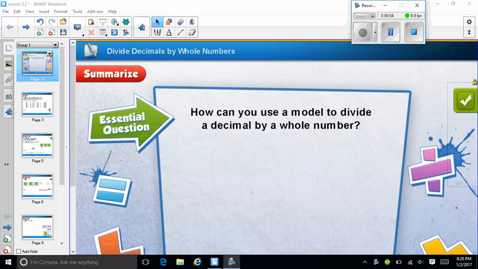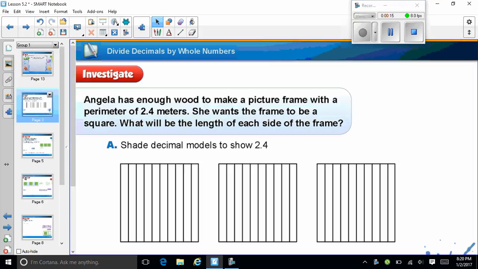Lesson 5.2, Divide Decimals by Whole Numbers. Today's lesson, we're going to focus on how we can use a model to divide a decimal by a whole number. So let's go ahead and get started. In this particular problem, I'm going to be using a model to help solve this question. So I'm going to get my highlighter out and ready.